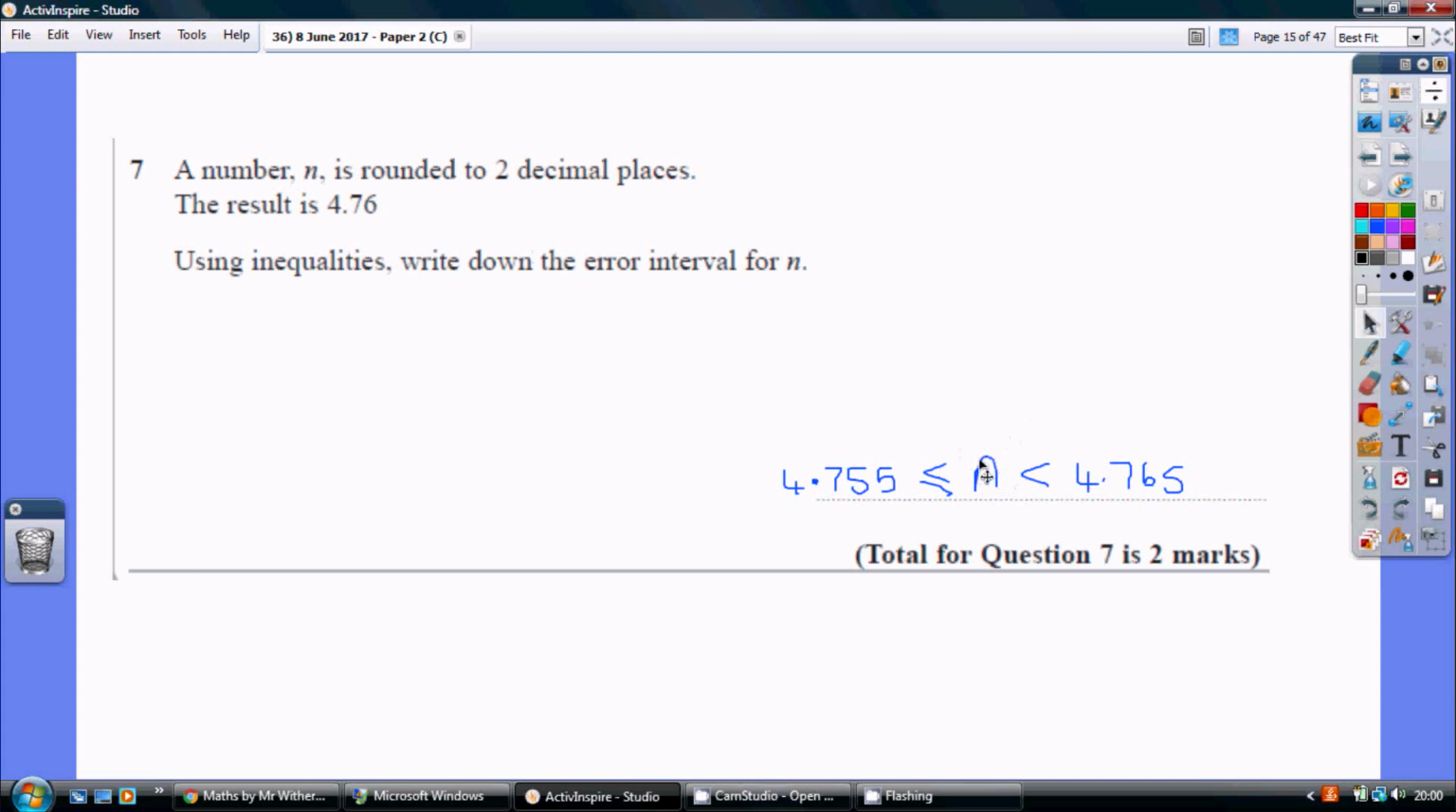So just be careful that you remember that with the lower bound you include the lower bound itself. You've got greater than or equal to 4.755, but for the upper bound you make it less than that. Okay, so you've got the symmetry in the two numbers. They're both 0.005 away from this, but you've got to include the equal sign on this inequality, but not include it on this inequality.